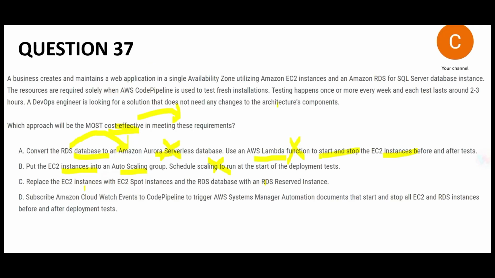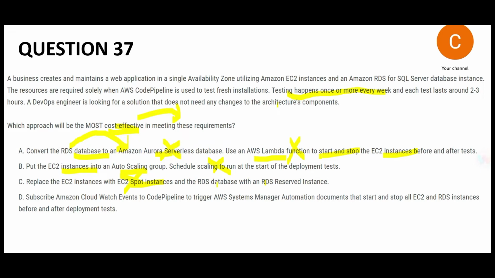Now this one is saying that you put the EC2 instance, you use spot instances. You know, spot instances is just like eBay. You bid and whoever bids higher gets that. But spot instances will not help you with automatically starting and stopping when the testing is required. You only need EC2 when the testing is happening. It will not help you with starting and stopping. There is no mention of that. So that's why this portion is wrong.